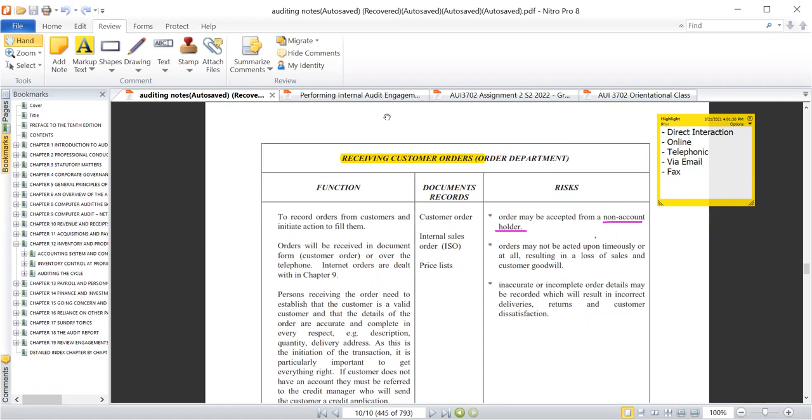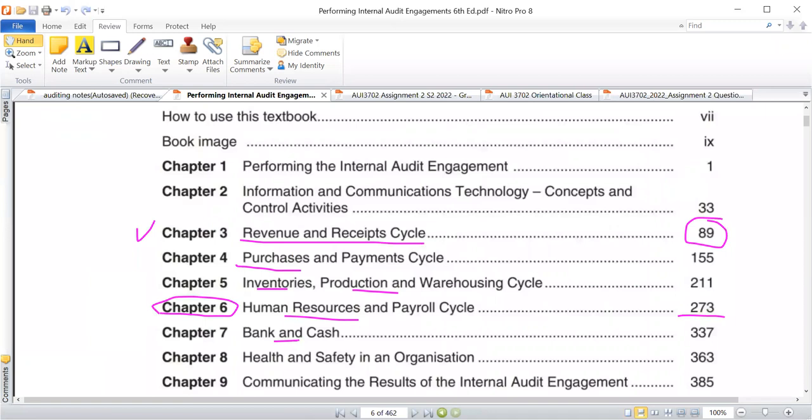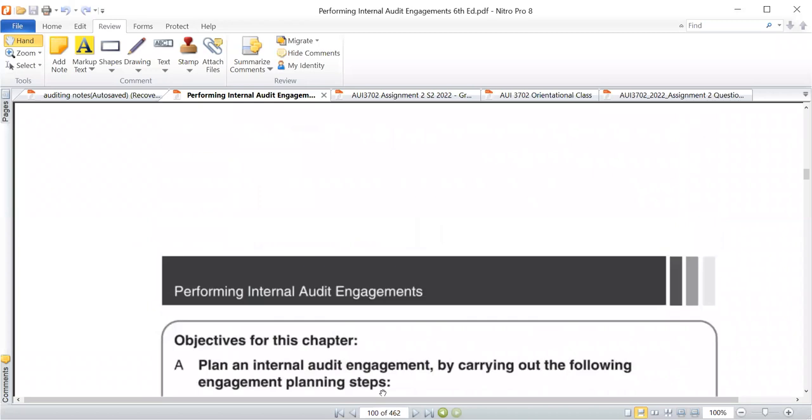That audit objective relates to this function, receiving customer orders. So in other words, that's ordering. Even if you go through your prescribed study material, I'm going to try and maybe show it to you so that you guys can actually see this for yourselves. I think it's important that you do see this.